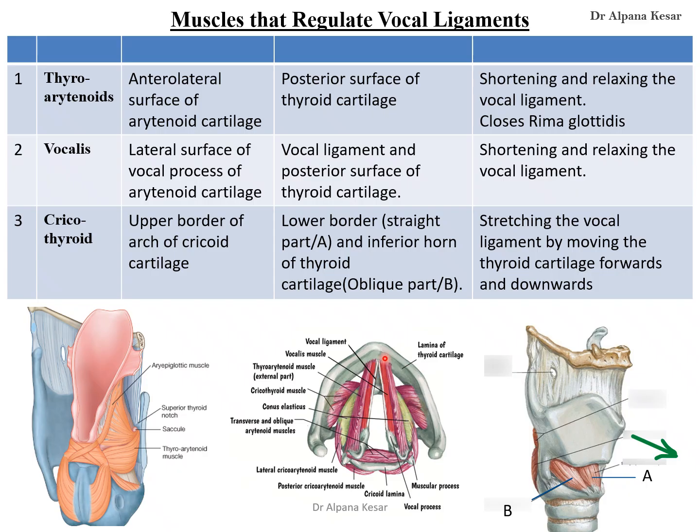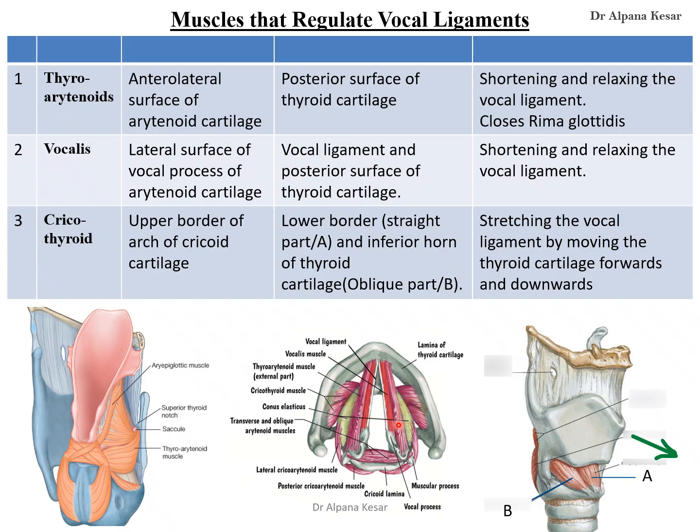When the thyroid cartilage moves towards the arytenoid cartilage, it will relax the vocal cords, thus reducing the tension in them. When the thyroid cartilage moves away from the arytenoid cartilage, it will stretch the vocal cords, increasing the tension in them.